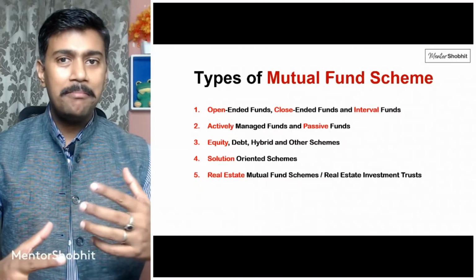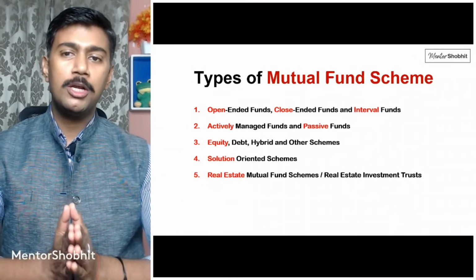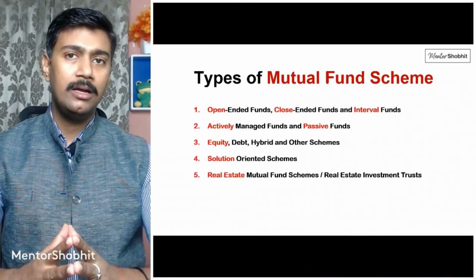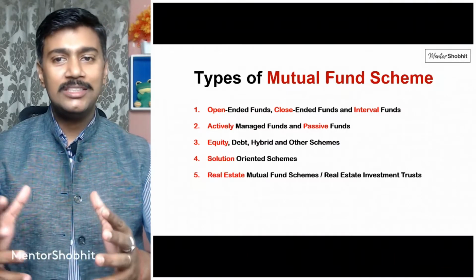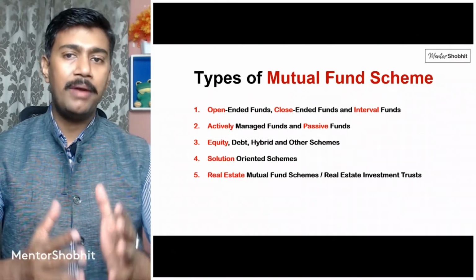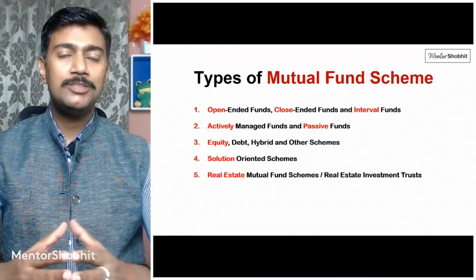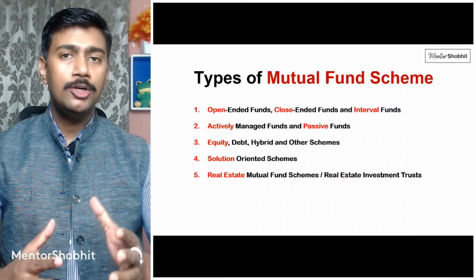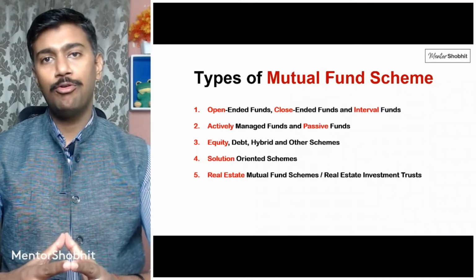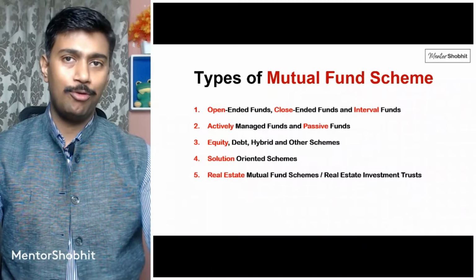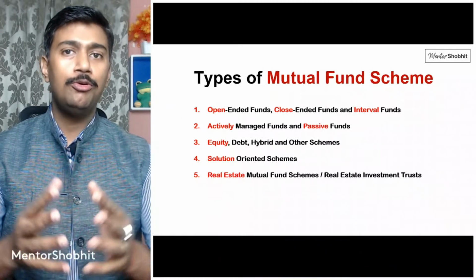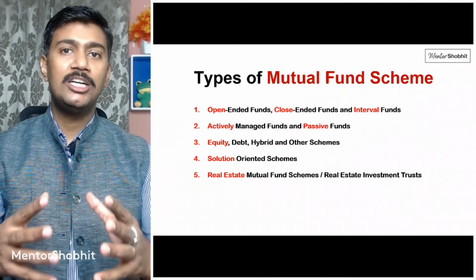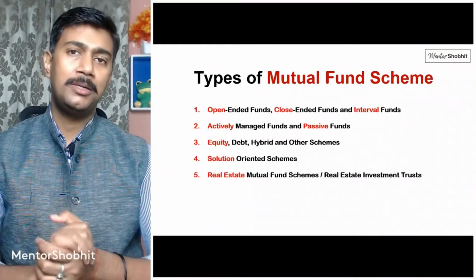Now let's talk about the management point of view. Once we are talking about the management point of view, there are two kinds of segregation we can make on all mutual fund schemes. First is actively managed funds and the other is passive funds. Actively managed funds are those where a fund manager takes an active call to buy a stock in the portfolio or to sell a stock in the portfolio. So the portfolio will be built according to the investment objective of the scheme as well as the judgment of the fund manager and the fund management team.